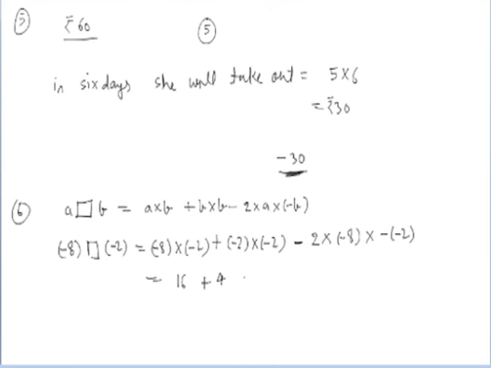Minus minus is plus. Okay, and minus minus plus. So 8 into 2 is 16, 16 into 2 is 32, plus 32. And solve this: 16 plus 4 is 20, 20 plus 32 is 52. So this will be our answer.